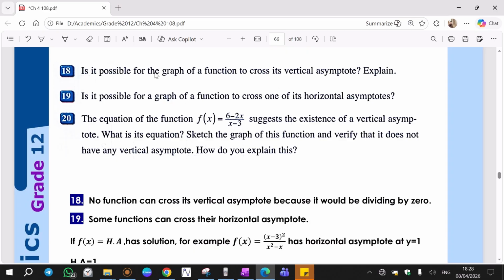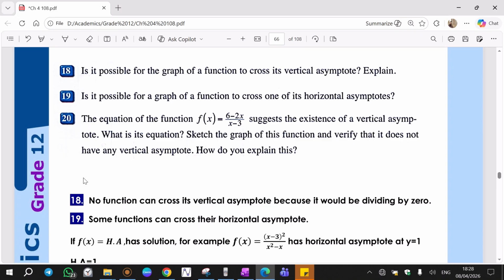Question 18, is it possible for the graph of a function to cross its vertical asymptote? The answer is no, because vertical asymptote is based on undefined. If a function wants to cross vertical asymptote, the function becomes undefined, then we will get no solution. But is it possible for a function to cross horizontal asymptote? Then this answer is yes. Horizontal asymptote is the result of limit. It has nothing to do with being undefined. Some functions can cross their own horizontal asymptote.